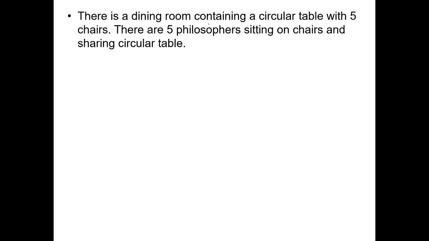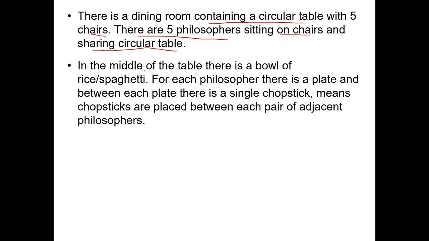So there is a dining room containing a circular table with 5 chairs. There are 5 philosophers sitting on the chairs and sharing the circular table. In the middle of the table there is a bowl of rice or noodles. For each philosopher there is a plate, and between each plate there is a single chopstick, which means chopsticks are placed between each pair of adjacent philosophers.